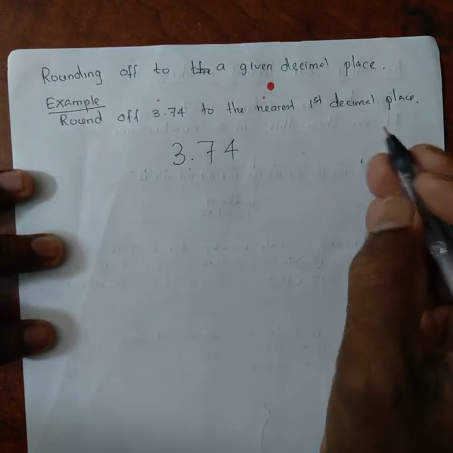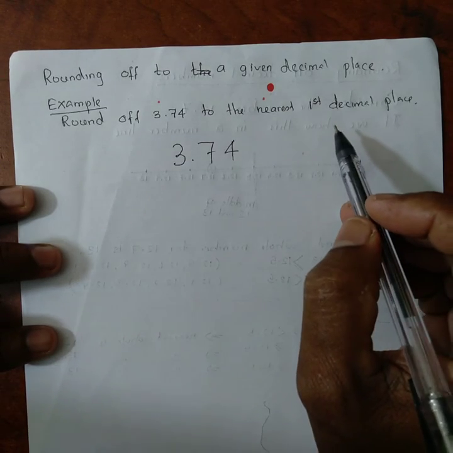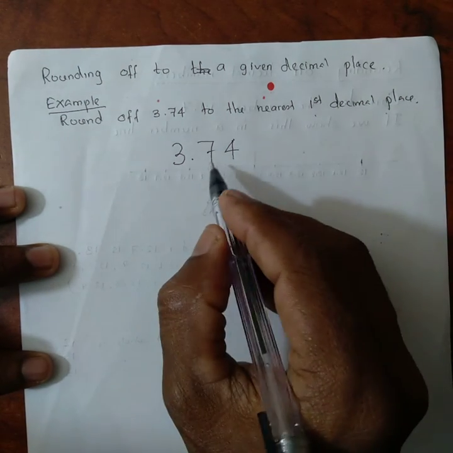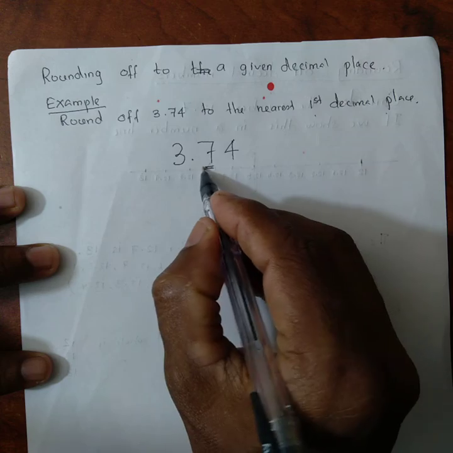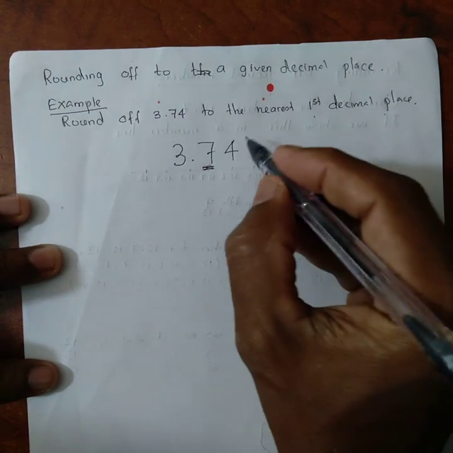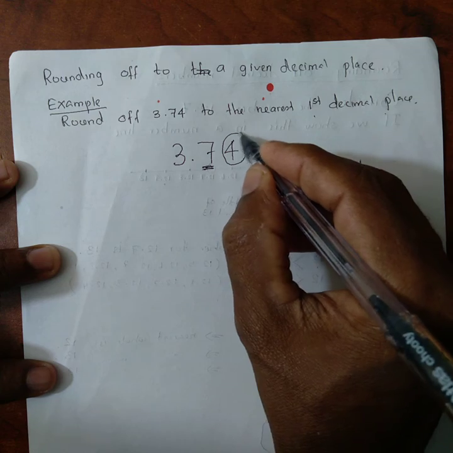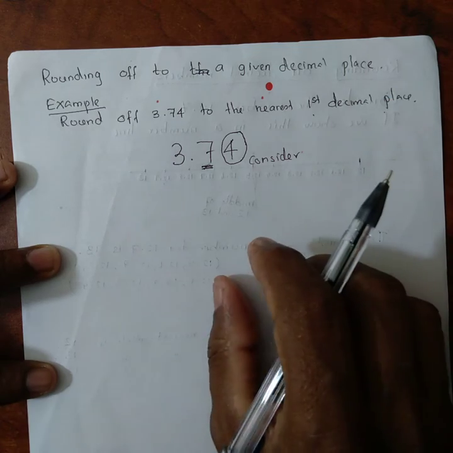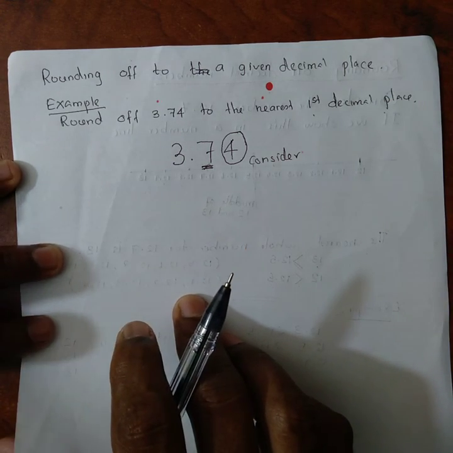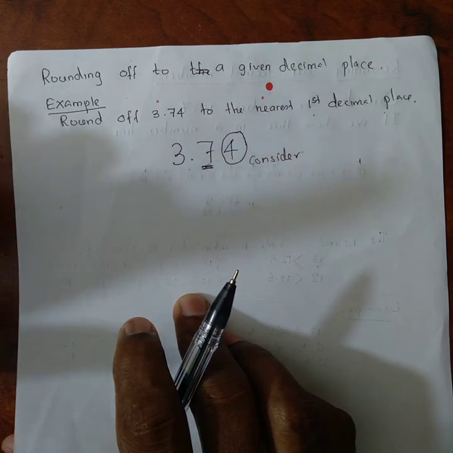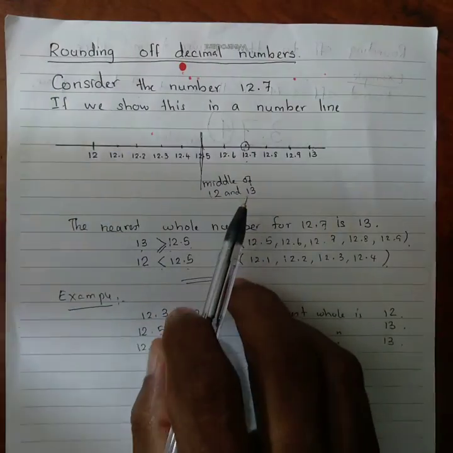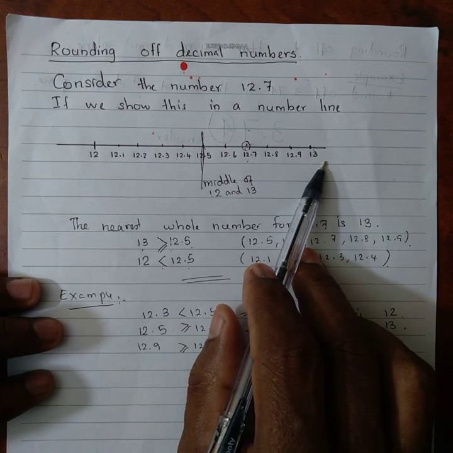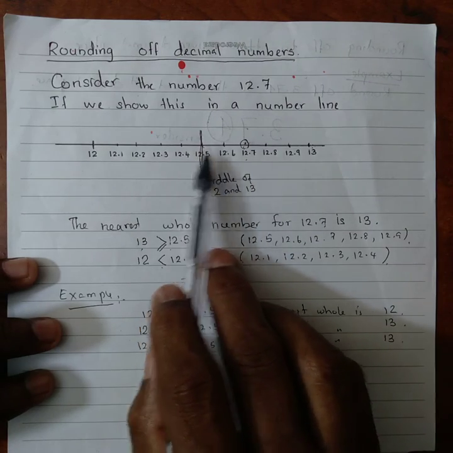If they ask you to round off to the nearest first decimal place, that means the first decimal place is this, right? To make it to the first decimal place, you should consider the second decimal place, like we have in the previous one. If you want to make it to a whole number, you consider the first decimal place.